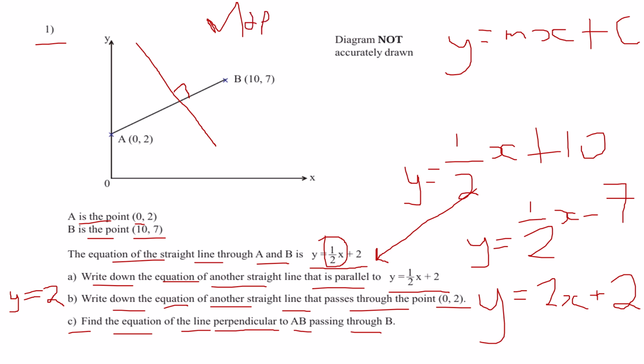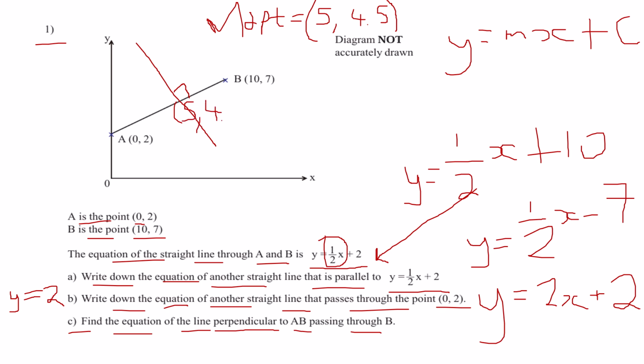So step 1, let's work out the midpoint of AB. We add our x coordinates and then halve it. So 0 plus 10 makes 10, divided by 2 makes 5. And secondly, 2 plus 7 is 9, divided by 2, and you get 4.5, or 9 over 2. So the coordinates of the midpoint are (5, 4.5).